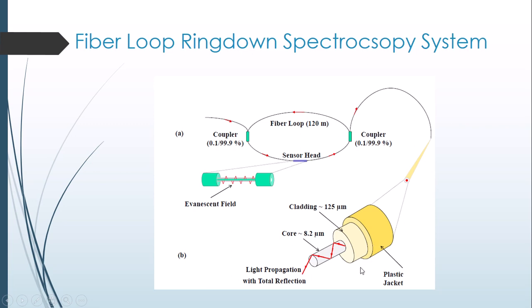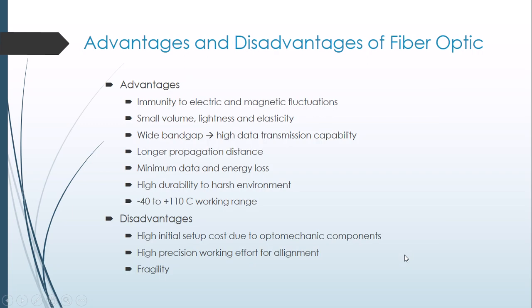The single mode fiber structure is shown in this part. In the middle, there are core, cladding, and plastic jacket levels. Core 8.2, cladding 125, plastic jacket 250 micrometer radius. Light propagates in the core with total reflection.